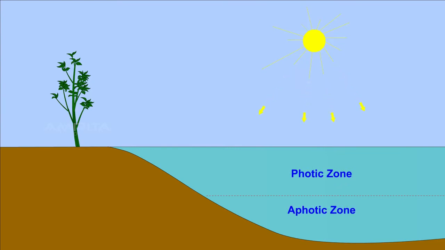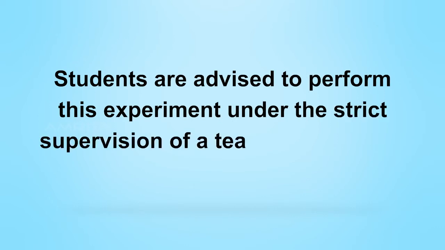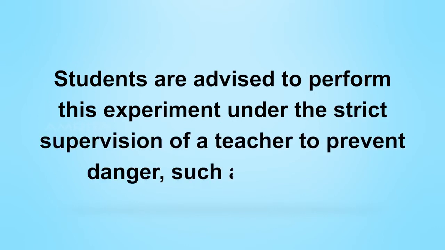Observation: the value of x represents the depth of the photic zone up to which sunlight penetrates in the water body and photosynthesis takes place. Precaution: students are advised to perform this experiment under the strict supervision of a teacher to prevent danger such as drowning.